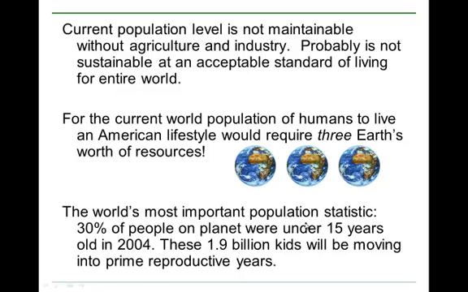And so a critically important population statistic is that about 30% of the people on the planet, and that's about a third, in the year 2004, were kids under 15 years of age. And these 1.9 billion kids are going to be moving into prime reproductive years, and what are they going to want? They're going to want what everybody wants. They're going to want a job. They're going to want a house. And more, they're going to be wanting what Americans want. They're going to be wanting a car. They're going to be wanting a television.